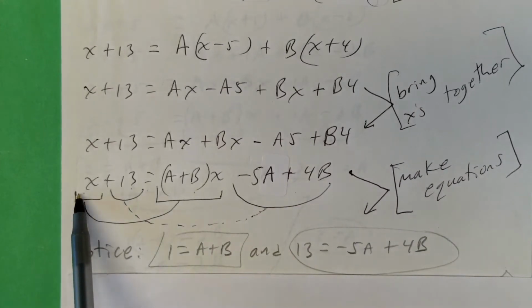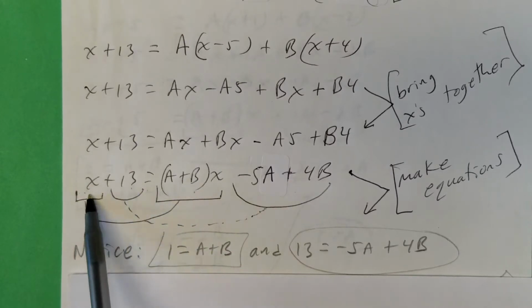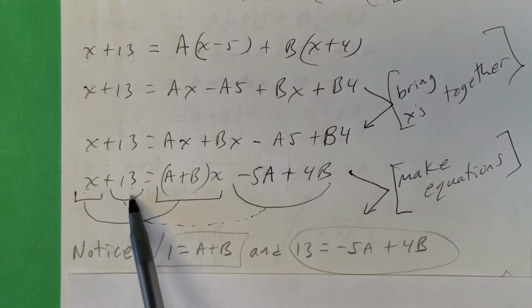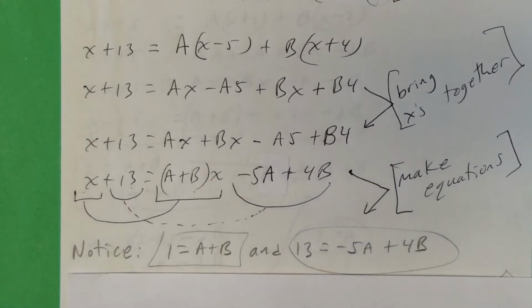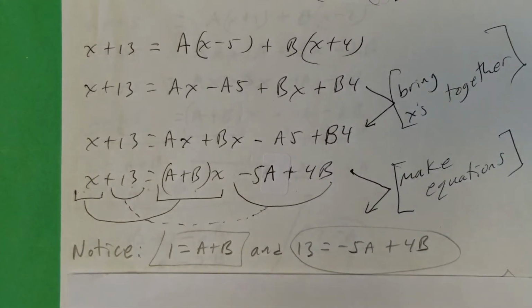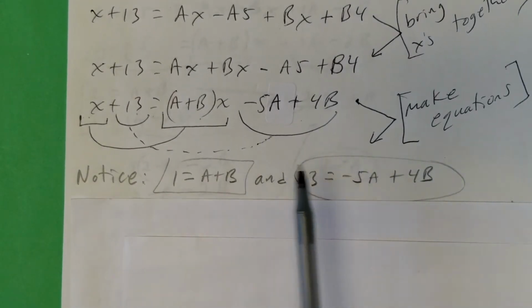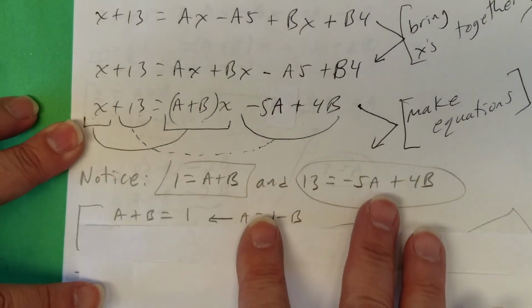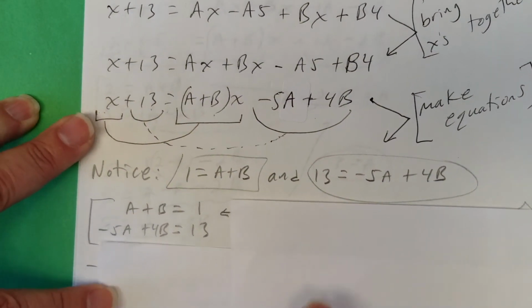We can drop the x, because 1 has to be equal to a plus b, and 13 has to equal negative 5a plus 4b. Okay, stare at that for a second. Now what we have is two equations with two unknowns. So let's put them together like a system of equations.